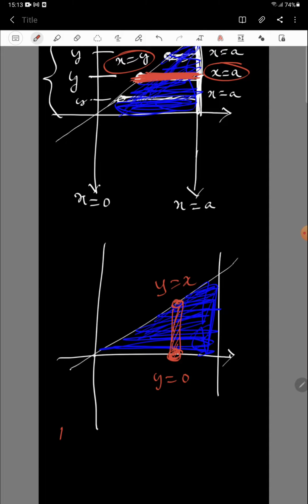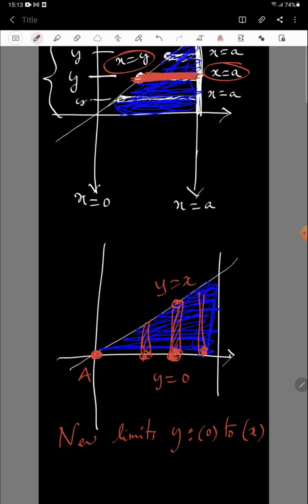So the new limits, y starts at 0 and it ends at x. But what about the x value here? There is some x value here. For this strip there is some x value here. For this strip there is some x value here. So what is the starting of x value? That is this one, a, and it is ending at the b. So this x is having the limits from 0 to a. So x is from 0 to a.